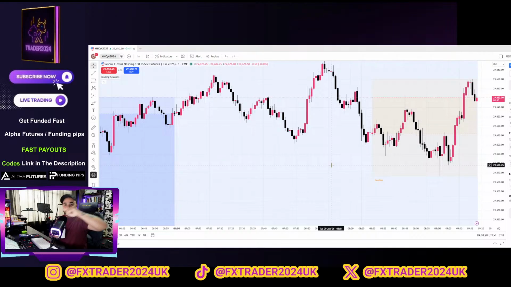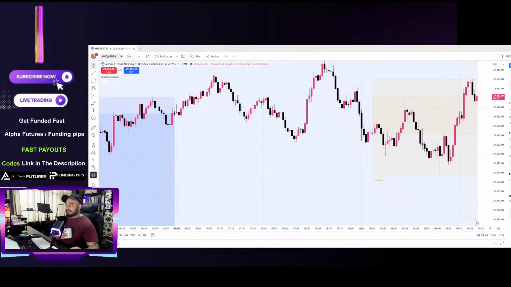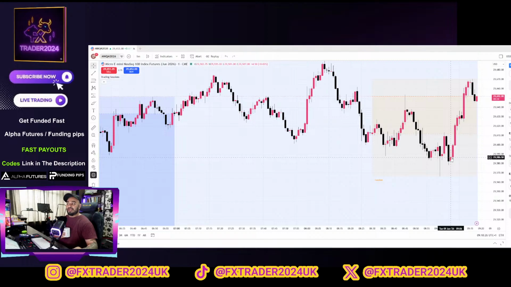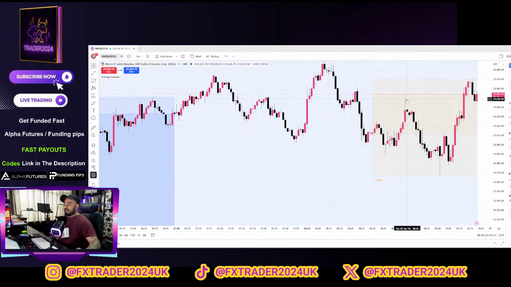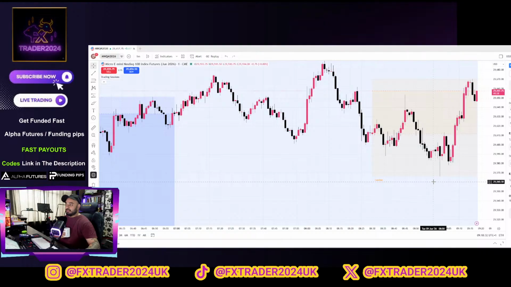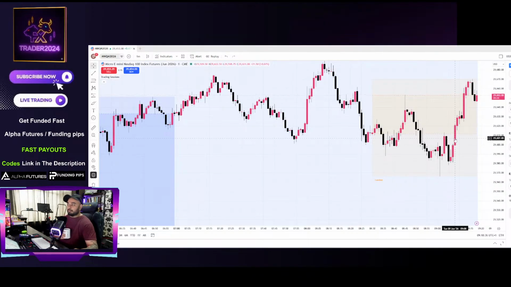Probabilities game. That's where you follow market structure and get your confluences. And then the Fibonacci tool works absolutely beautiful. But right now, the Fibonacci tool didn't work for me. But usually it does work. But we're clearly in an uptrend anyway.